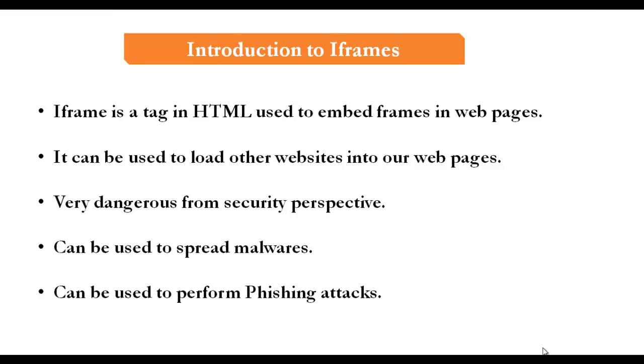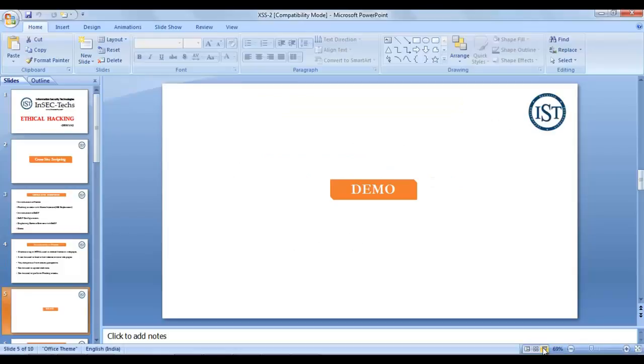So first, let us try to understand what these iframes are. Iframe is a tag in HTML used to embed frames into our web pages. It can be used to load other websites into our web pages. A very good example is Google Maps, and it is very dangerous from a security perspective. We'll see why. It's because an attacker can spread malware using these iframes. We can also perform phishing attacks using these iframes. So let us try to understand how we can perform a phishing attack using these iframes.